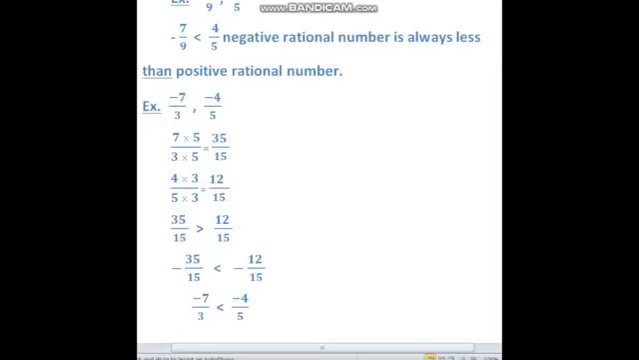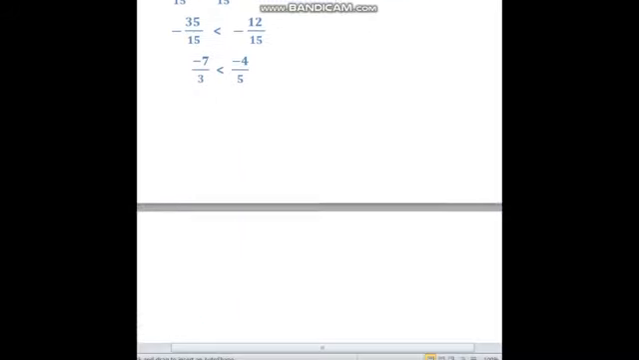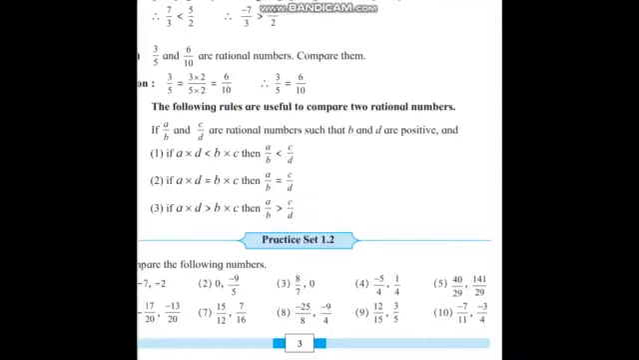Apart from these examples, there are a few rules given in your syllabus for comparison of rational numbers. Let us discuss those rules now. Let me open your textbook, where they are already given. Let me show it to you. Okay, here are the rules in your textbook.